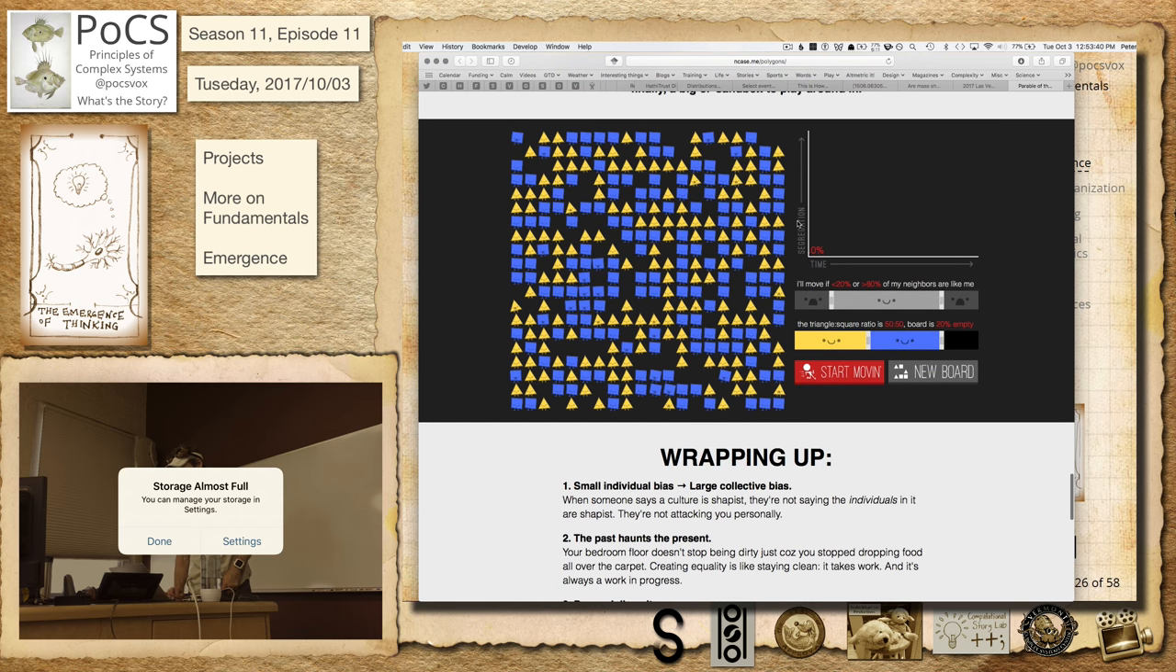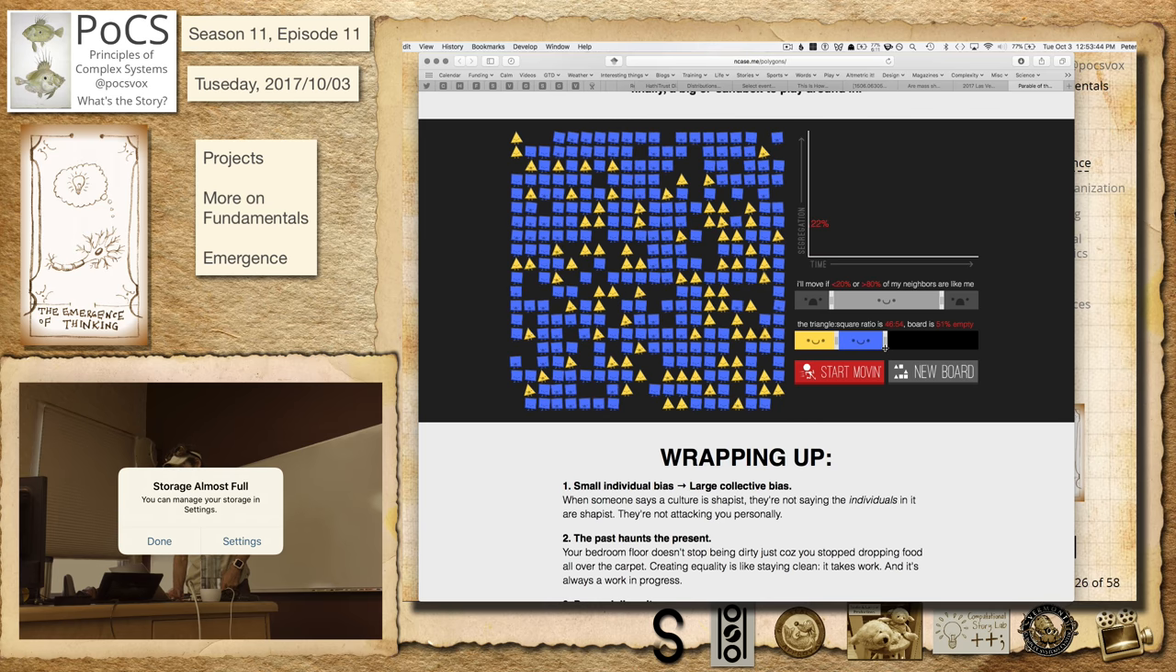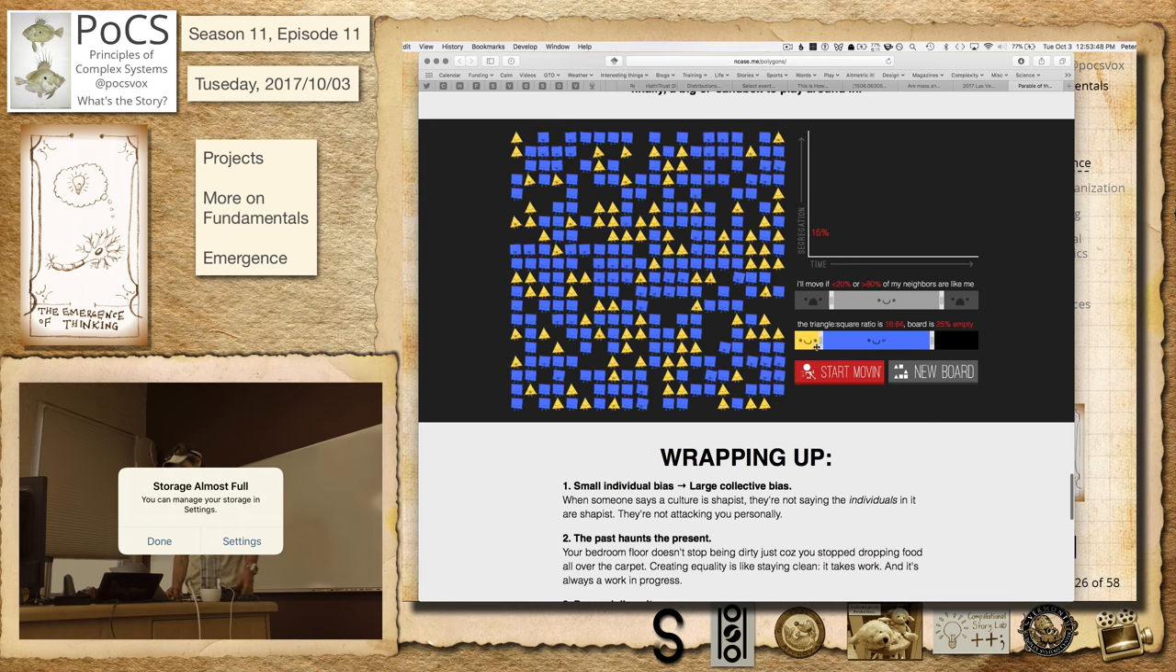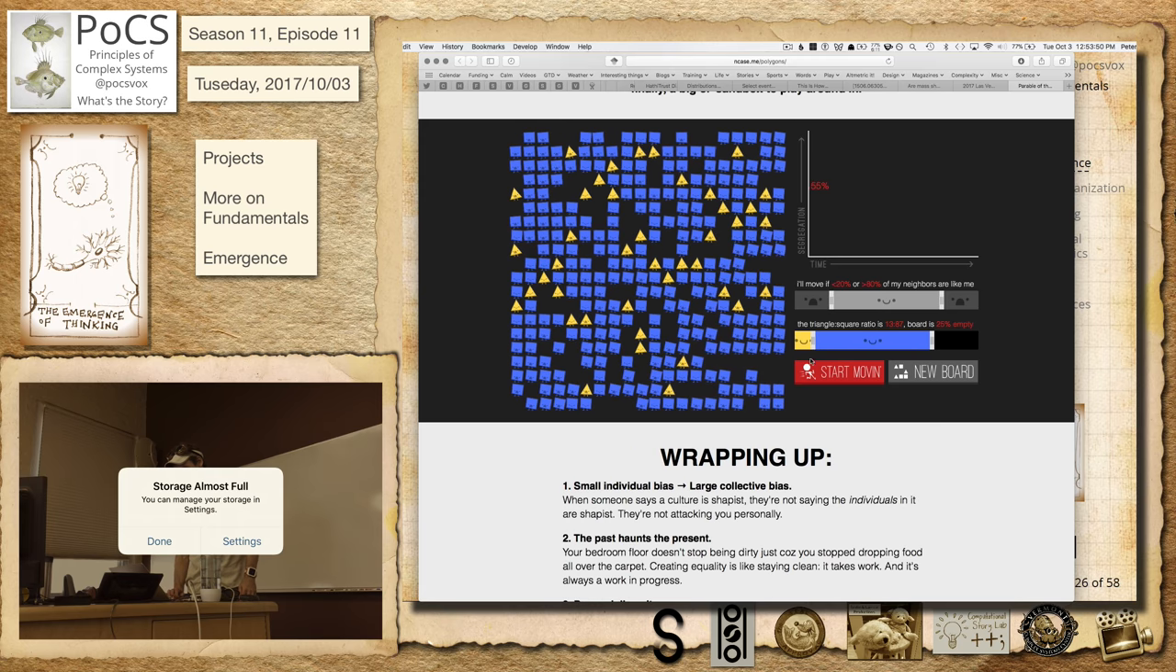And then there's the full thing, right? So you can play with all of this stuff. You can change the ratio, so you can make a minority. Right, you can make a very small minority. See what happens there.